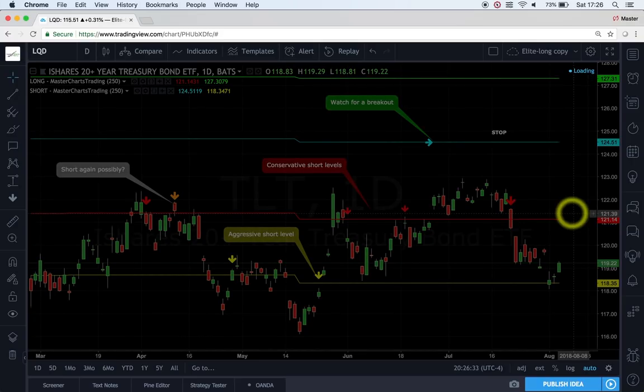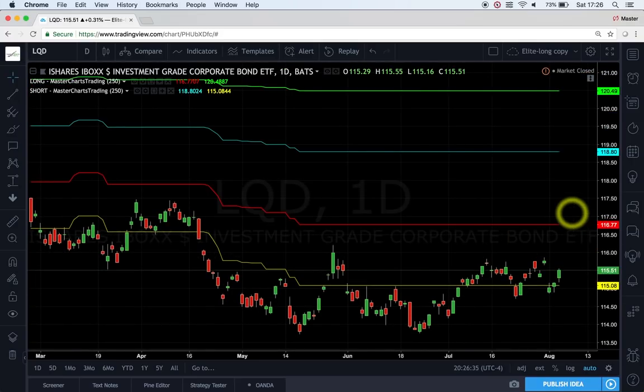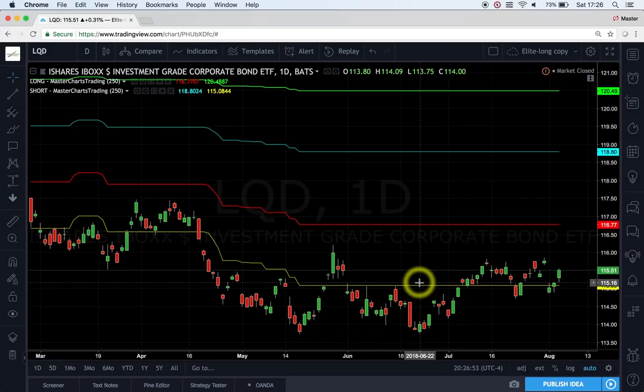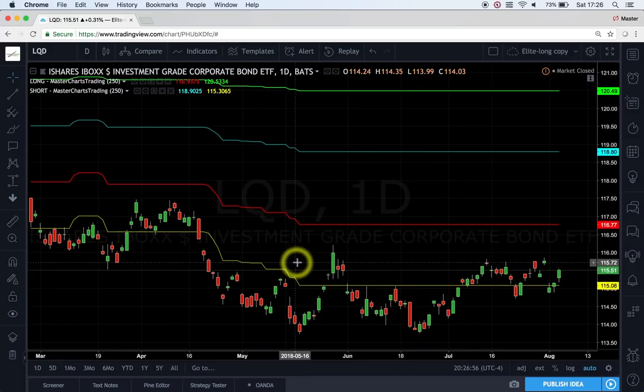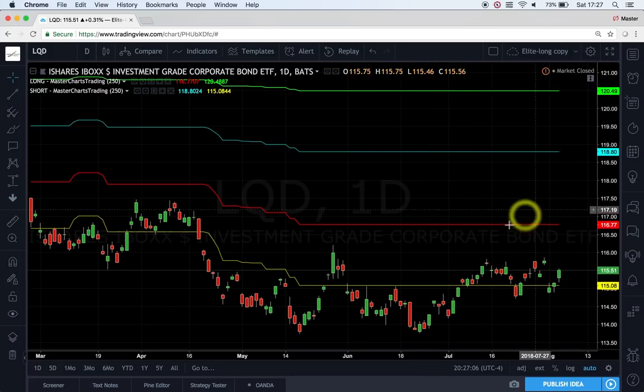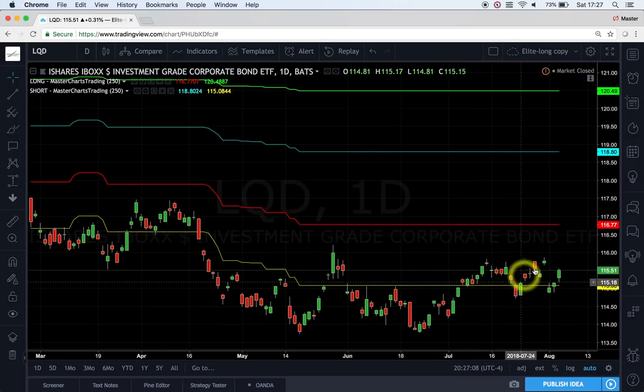Let's look at some of the lower grade corporate bonds versus treasuries. So this one, notice that a low was made in May, but a new low, let me see, I don't think it was made here. Low 113.75 and here 113.72. Yes, so no fresh low was made for LQD here, which is a possibility of bottoming action.